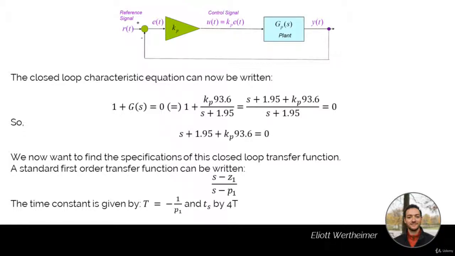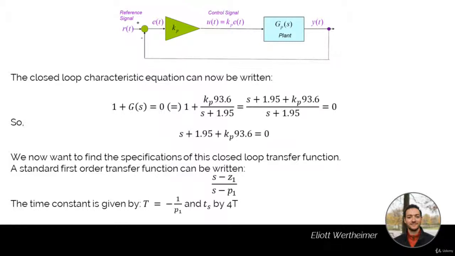So we can plug in the numbers again, and we get that the closed loop characteristic equation is actually (s plus 1.95 plus Kp 93.6) divided by (s plus 1.95) equals 0. Now for this to equal 0, the numerator has to equal 0. So the equation becomes s plus 1.95 plus Kp 93.6 equals 0. We now want to find the specifications of this closed loop transfer function.